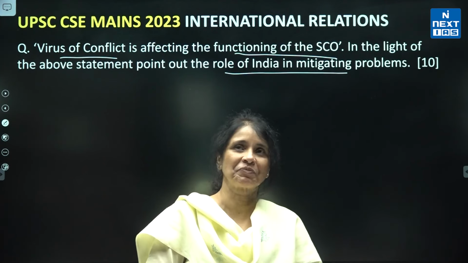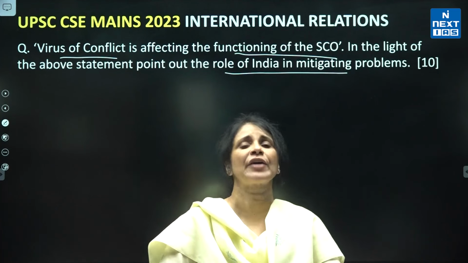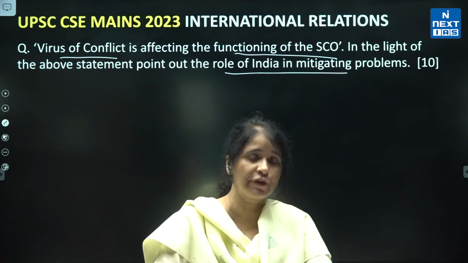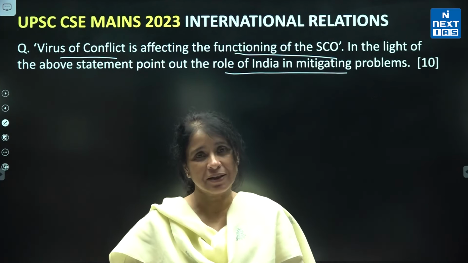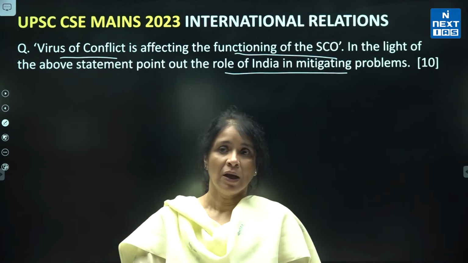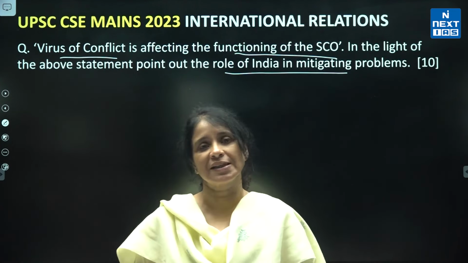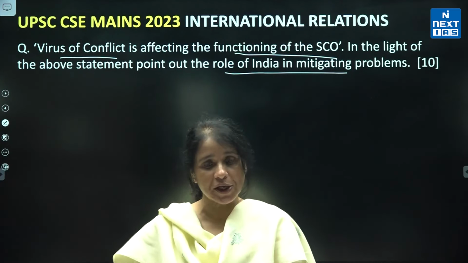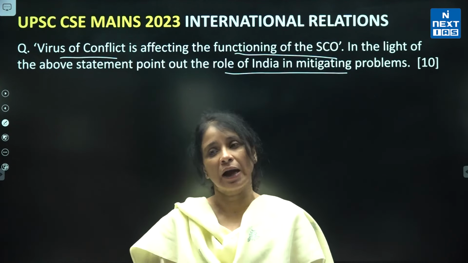Generally there is a mindset among candidates that questions, especially with respect to organizations which have been asked in the recent past, would not be repeated. But here, just within a gap of 1 year, SCO has been asked again. And in 2017, when India joined the Ashgabat Agreement, Central Asia was asked. In 2021, 20 years of SCO, and India's focus on Central Asia and SCO, again a question was asked.